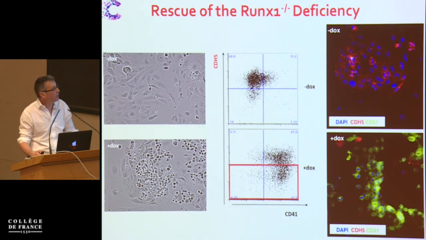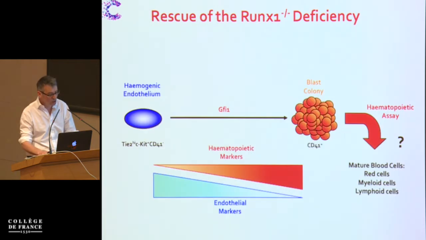The next question: are they upregulating hematopoietic markers and downregulating endothelial markers? Our best early hematopoietic marker is CD41, alpha-2b integrin, and our endothelial marker is VE-cadherin, cadherin 5. If we don't induce doxycycline, these cells stay VE-cadherin positive and do not upregulate CD41. If we induce GFI1, a lot of these cells upregulate CD41 and a lot downregulate the endothelial marker. So they're really doing this endothelial to hematopoietic transition.